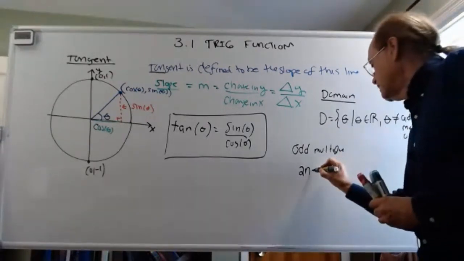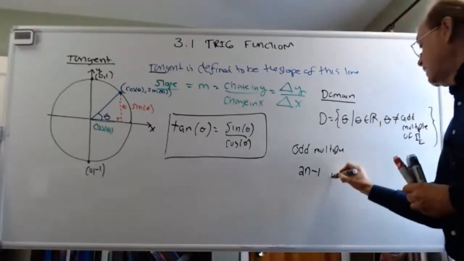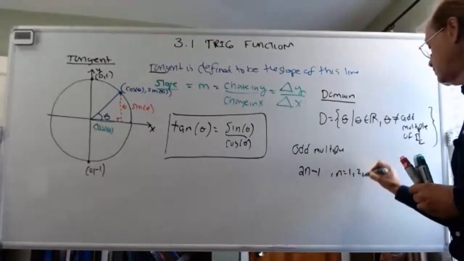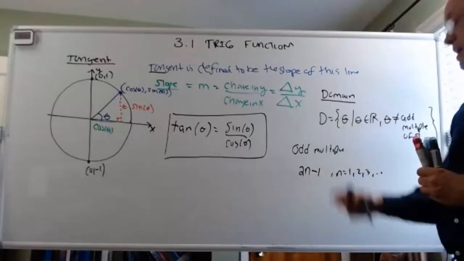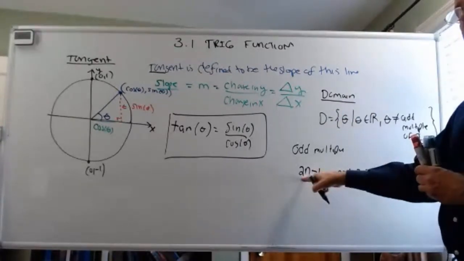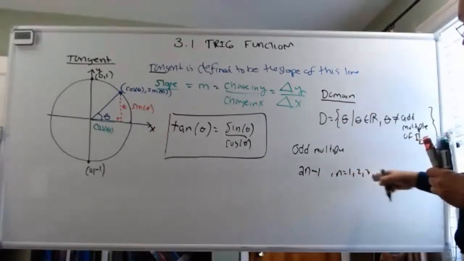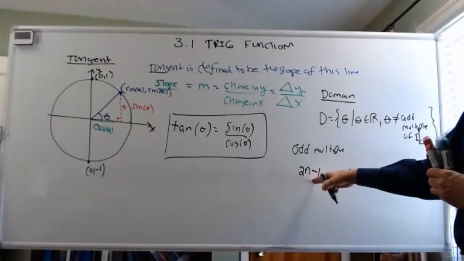Let's just subtract 1. So if now n equals 1, 2, 3, plug in all those values. Plug in 1, 2 minus 1 is 1. Plug in 2, 2 times 2 is 4 minus 1 is 3. So for different values of n, that gives me odd multiples.